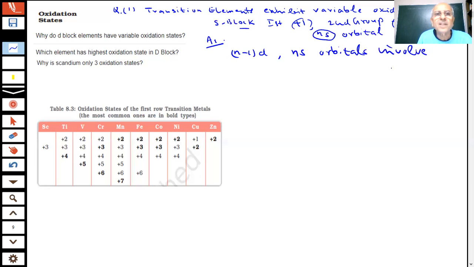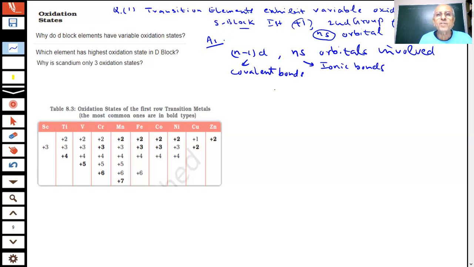Both take part in the bonding. (n-1)d and ns orbitals are partially filled. Due to the participation of both (n-1)d and ns orbitals, they show a variety of oxidation states. Usually, I have told you, they are responsible for the formation of ionic bonds, and they are responsible for the formation of covalent bonds, etc.